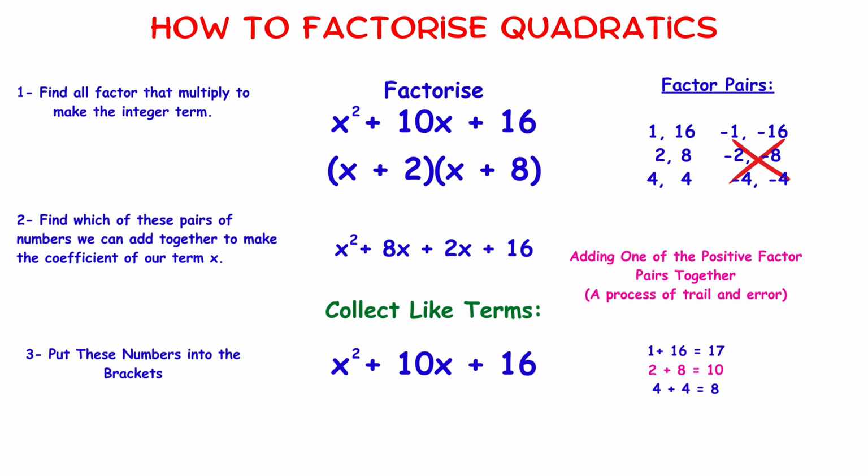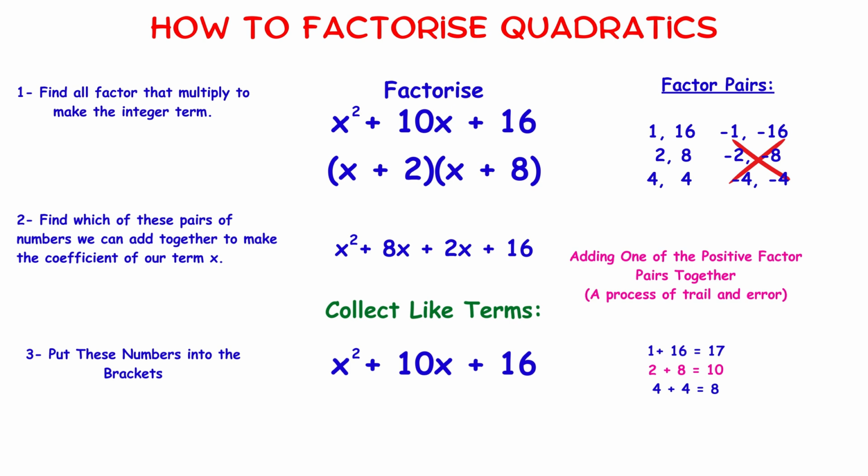If you want to be 100% sure that you've got the right answer, though, we can multiply these two brackets together and they should equal our original quadratic. So for that, we do x times x, which is x squared, x times 8, which is 8x, 2 times x, which is 2x, and 2 times 8, which is 16. Then if we collect the like terms, we get x squared plus 10x plus 16, which is the same as our original quadratic. So we can be sure that we did everything correctly.